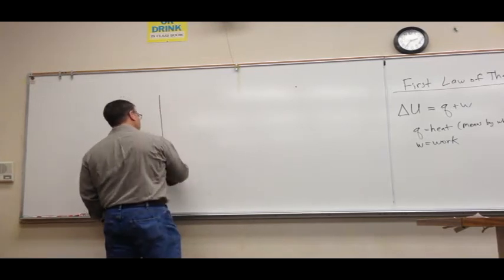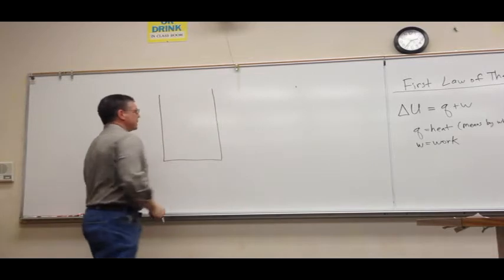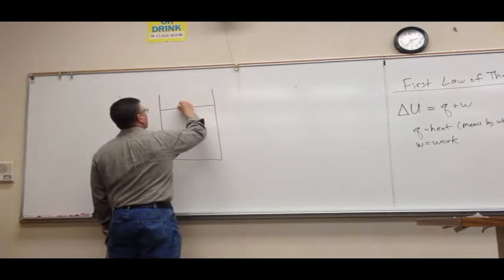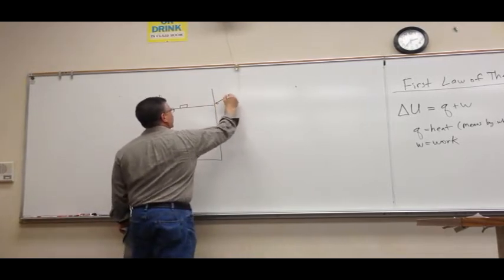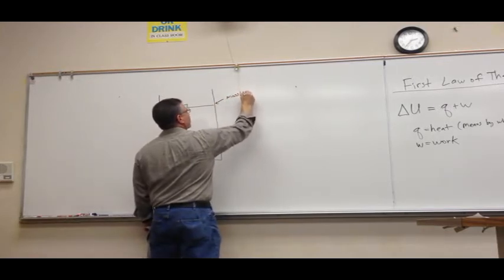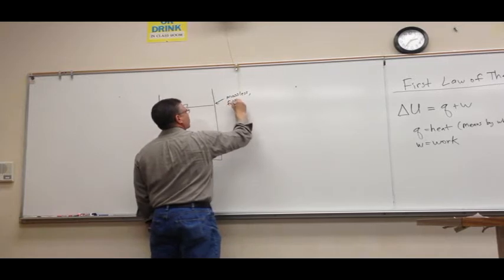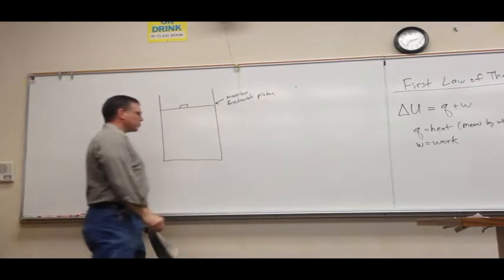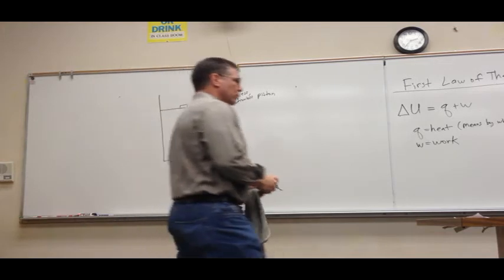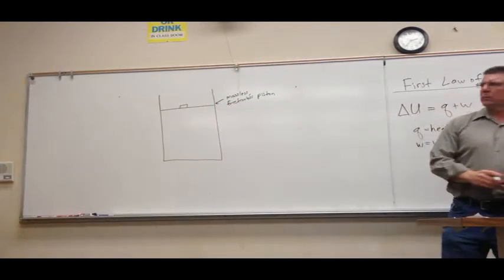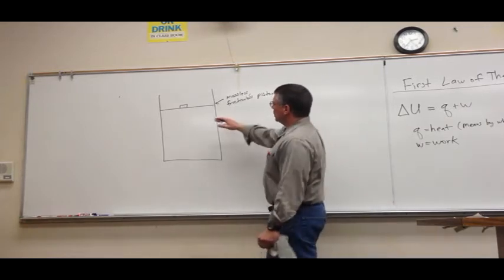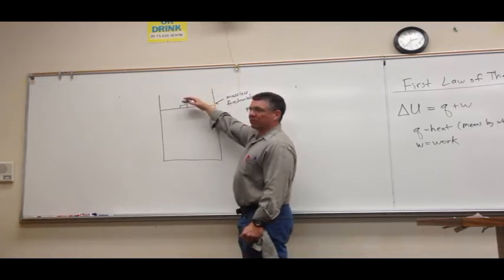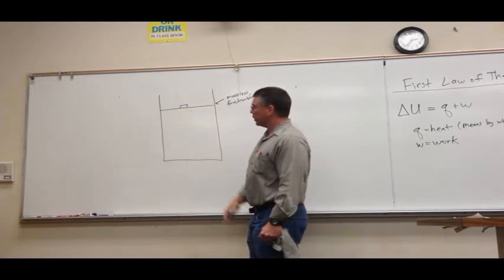So to talk about work, we're going to imagine a cylinder, and this cylinder has a piston in it. This piston has no mass, and there's no friction. So we're going to take this piston in this cylinder, and we're going to add mass on top of it. We're going to add weights, so we know how much mass we're putting on there.